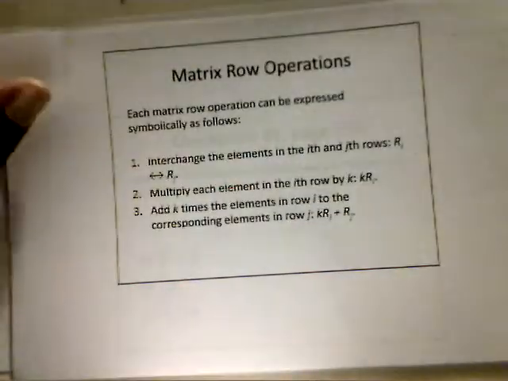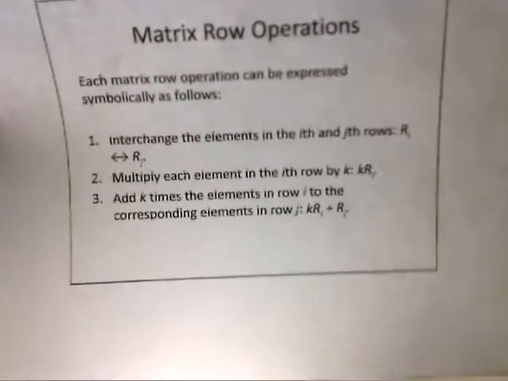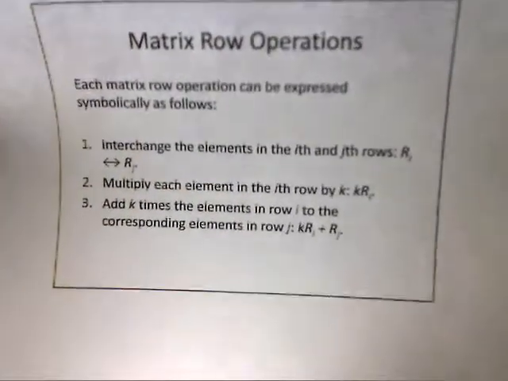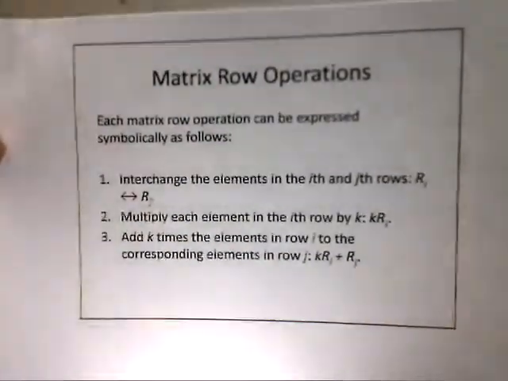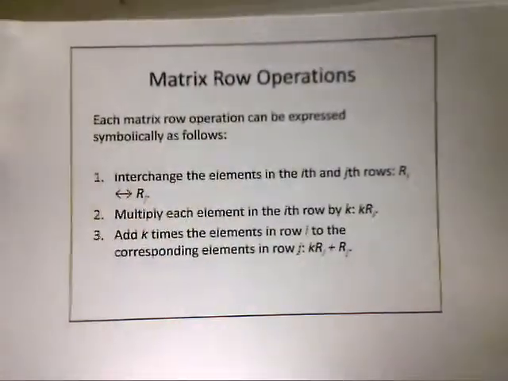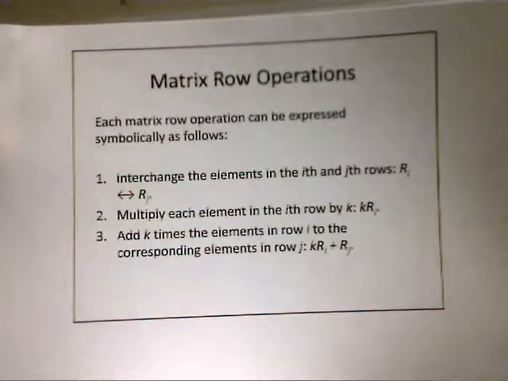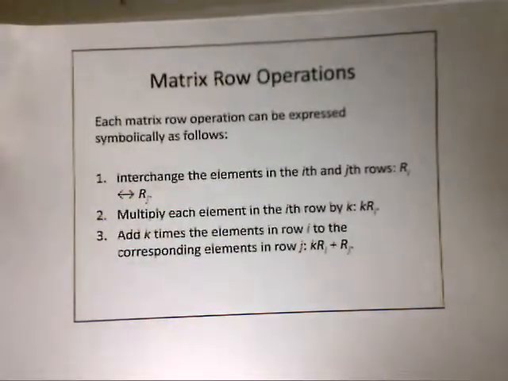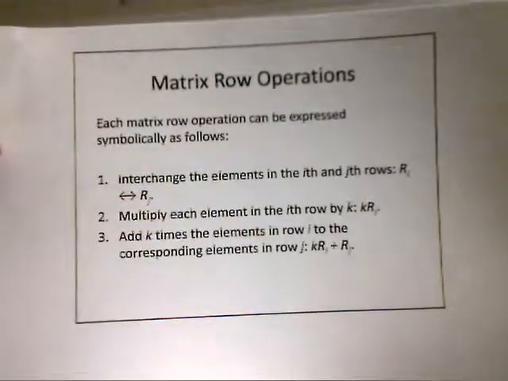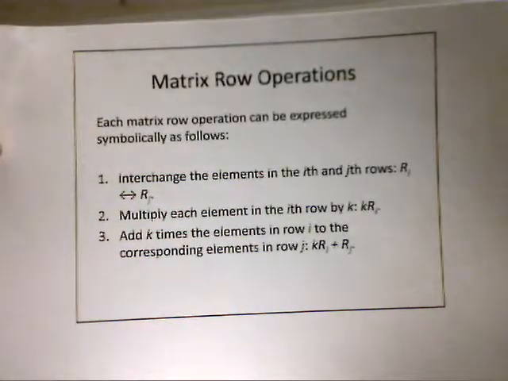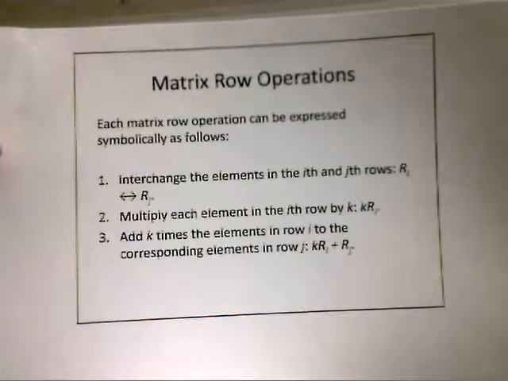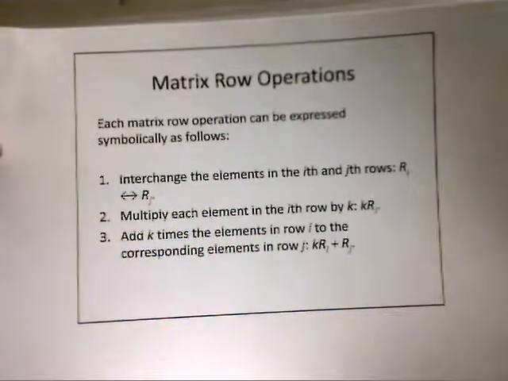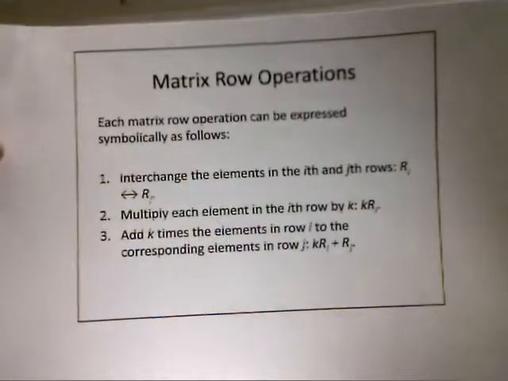Okay, so to summarize all this, each matrix row operation can be expressed symbolically as follows. You can interchange the elements in the ith and jth row. That means row i can be interchanged with row j. Or number two, multiply each element in the ith row by a constant called k. So you can take k times row i. And then number three, add k times the element in the ith row to the corresponding elements in the jth row. That means k times row i plus row j.